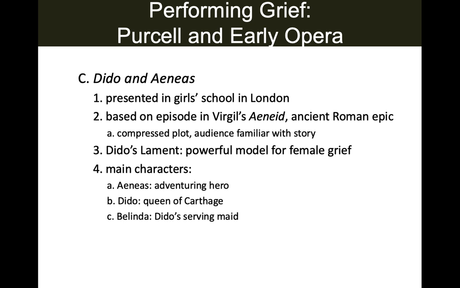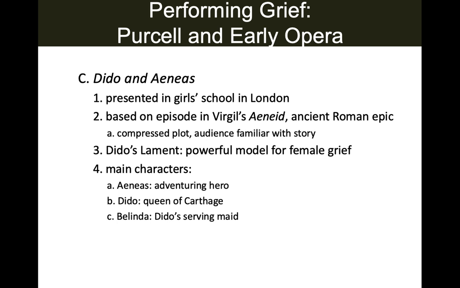His very famous opera is Dido and Aeneas, which comes from Virgil's Aeneid, an ancient Roman epic piece of work. It was presented in a girls' school in London. It has a compressed plot so that the audience was familiar with the story. So it didn't talk about everything, it just talked specifically about Dido and Aeneas. Dido's Lament is one of the very famous portions of this, and it's a powerful model for female grief.